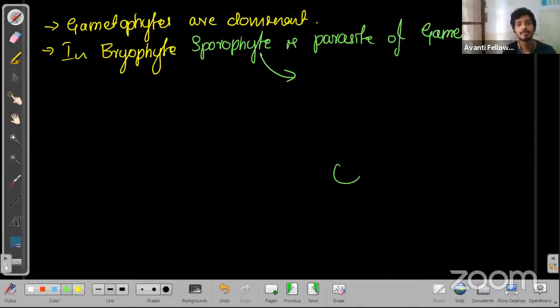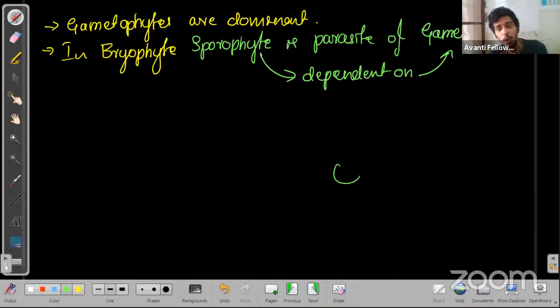Or I can state it in other words: the sporophyte is dependent on the gametophyte. The gametophyte acts like a host in bryophytes. Bryo means moss, Sachin. The sporophyte is a parasite of the gametophyte.